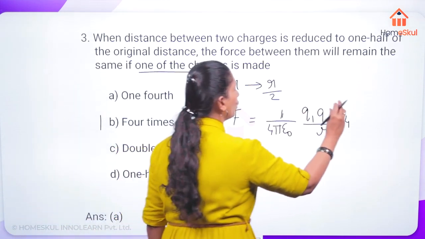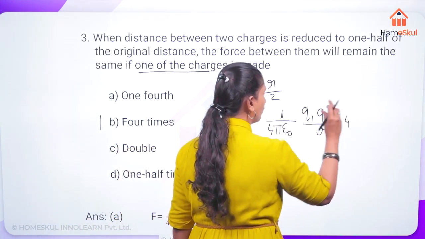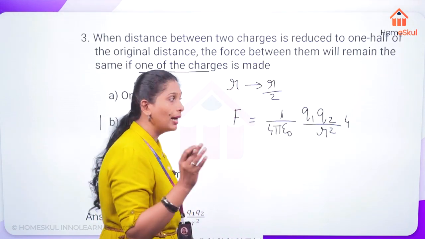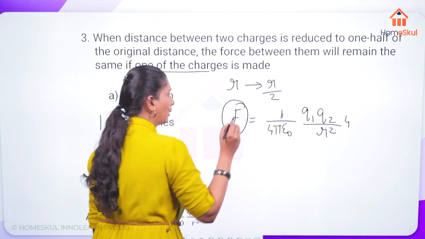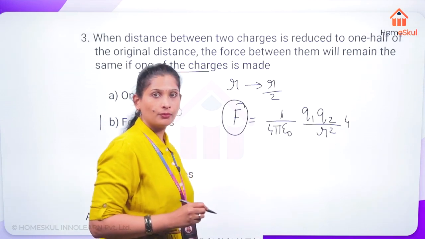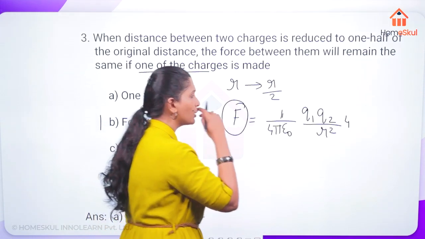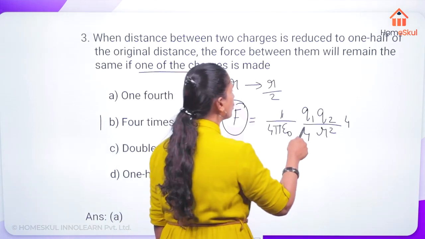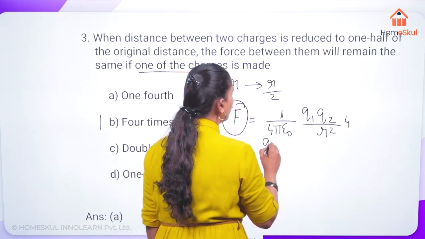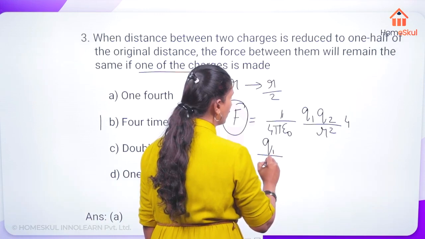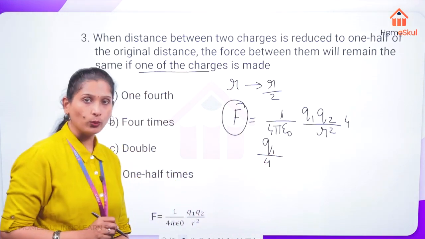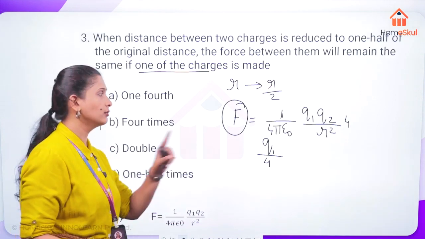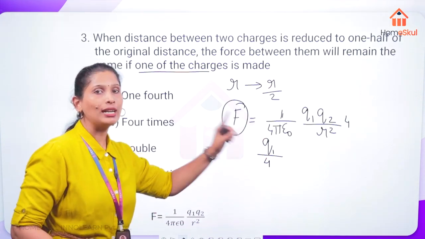Okay. So, here I have got a number 4 in the numerator. But I want the force to remain the same. I don't want it to be 4 times. So, what should I do? I should have a 4 in the denominator. So, for that to happen, I must make one of the charges Q by 4, either Q1 by 4 or Q2 by 4.